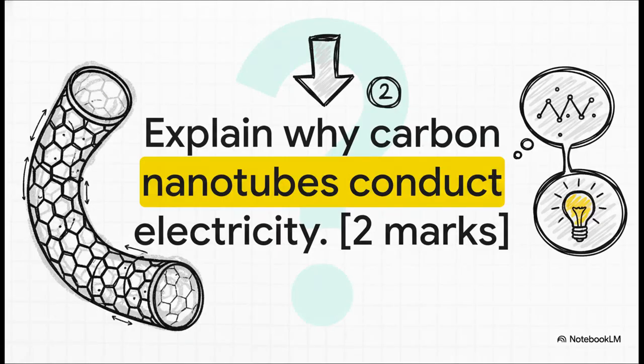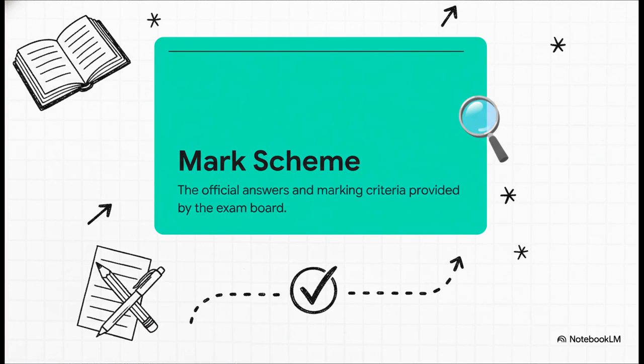And here it is, the question itself. Now pay close attention here. The command word is explain, and it's worth 2 marks. That's your signal that you need to give 2 separate but connected scientific points to get full credit. So how do we know what a perfect answer looks like? Well, we go straight to the source, the official mark scheme. Think of this as the answer key, our blueprint for what the examiners want to see.